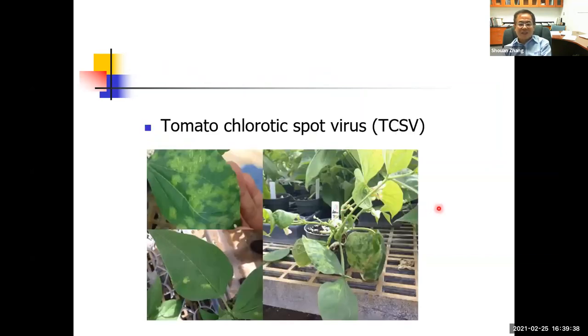Another one is tomato chlorotic spot virus. We first reported this disease probably two to three years ago from a greenhouse of snapdragon plants in Homestead. And you see the rings on the snapdragon leaves. So that first report we reported on bees.